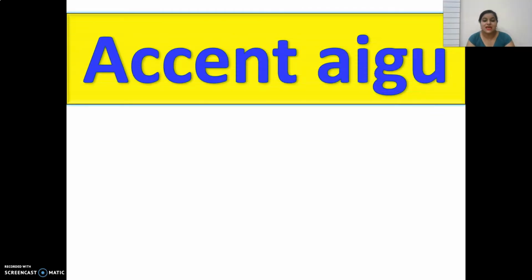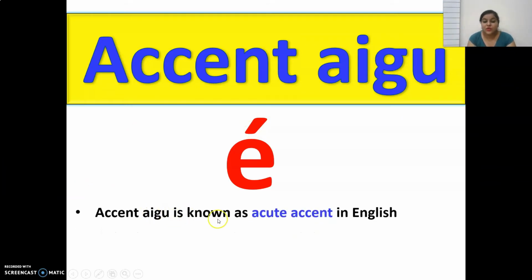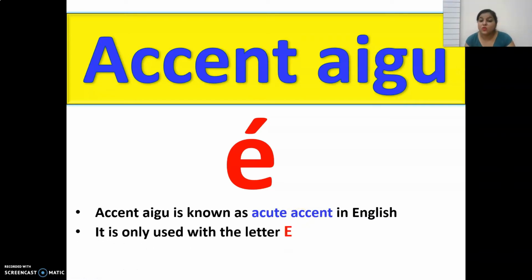So the first accent is accent aigu. Accent aigu. Now, how does it look? It is just a line that you can see over E and it is tilted toward the right hand side. So this line over the E that is tilted toward the right hand side is known as accent aigu. Okay, so let's learn some facts about it. Accent aigu is known as acute accent in English. And it is only and only used over the alphabet E. It is not put over any other alphabet.